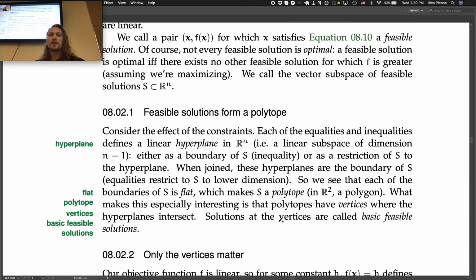Feasible solutions form a polytope. Consider the effect of the constraints. Each of the equalities and inequalities defines a linear hyperplane in Rn. In other words, a linear subspace of dimension n minus 1. Okay, so let's stop for a second and think about what a hyperplane is.